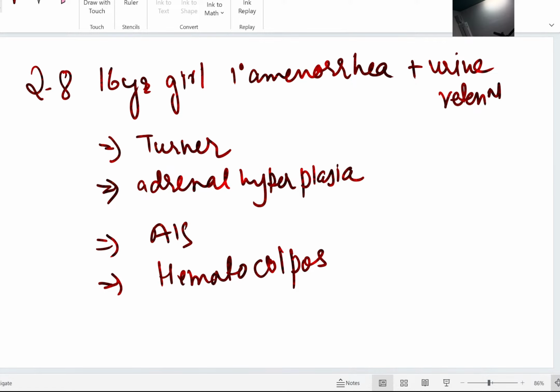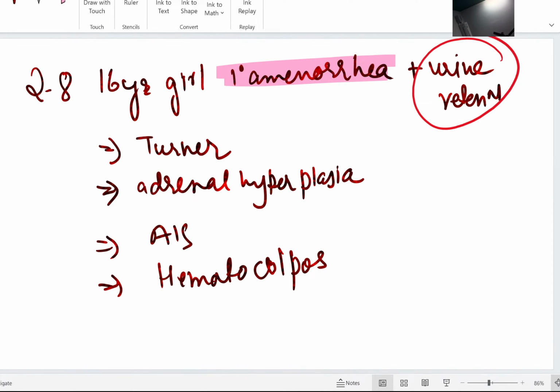Now, this is a case of primary amenorrhea. They haven't told you about breast or uterus. They have just told you about urinary retention. What will it be? Yes, it is a case of hematocolpos. It means urine retention, something is pressing on the urethra.